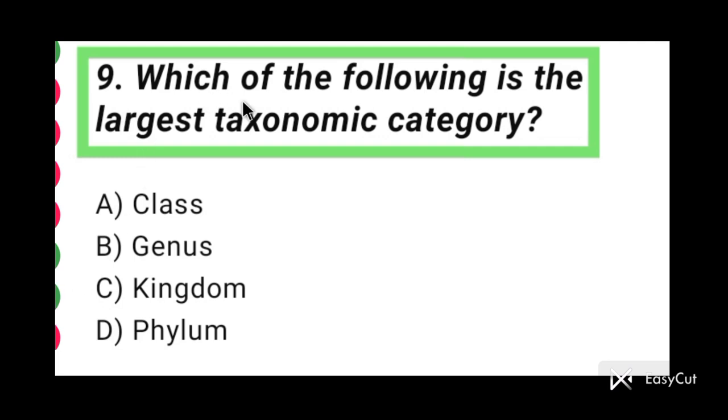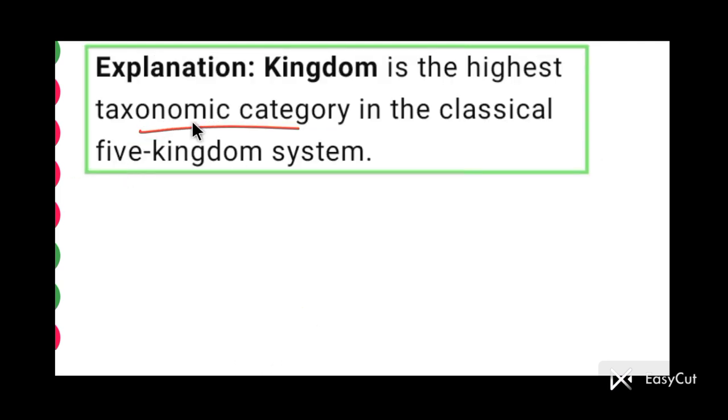Question number 9. Which of the following is the largest taxonomic category? So kingdom is the largest taxonomic category. Option C is correct for question number 9. Kingdom is the highest taxonomic category in the classical 5-kingdom system.